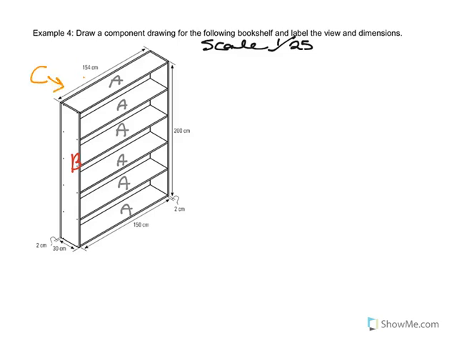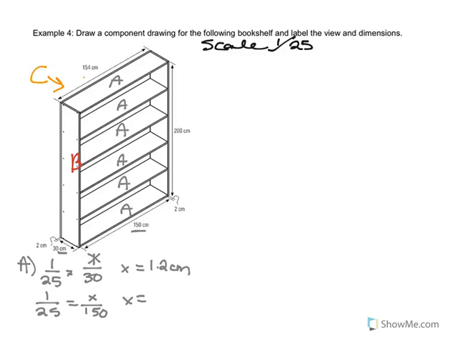So let's do A first. So A is going to be 1 over 25, and our dimensions are 30 centimeters by 150. So we're going to go 1 over 25 equals x over 30 for one side, and then 1 over 25 equals x over 150. Those are our dimensions. So if I type those into my calculator, cross multiply and divide, I get 1.2 centimeters by 6 centimeters. So those are our new dimensions for our shelves.